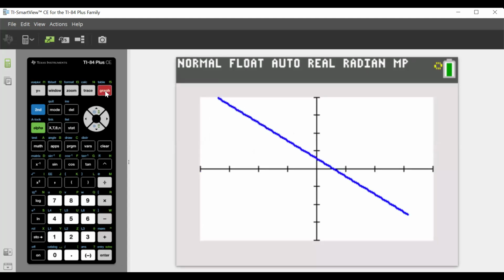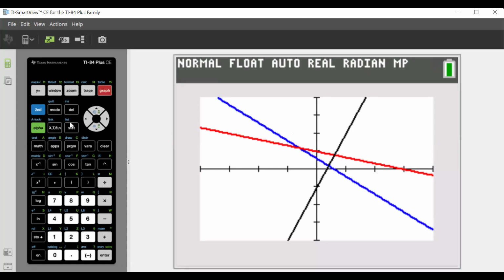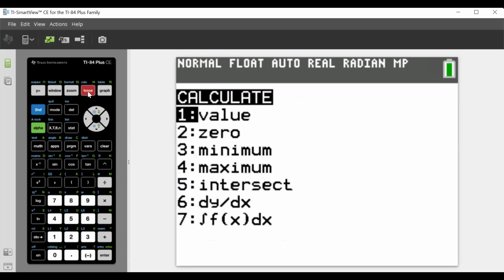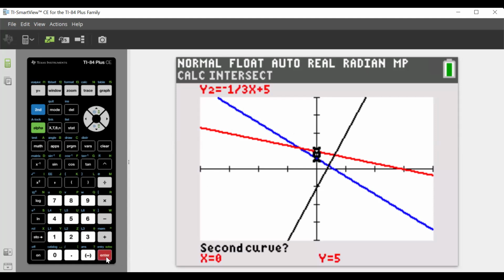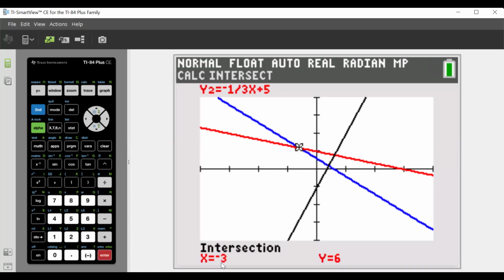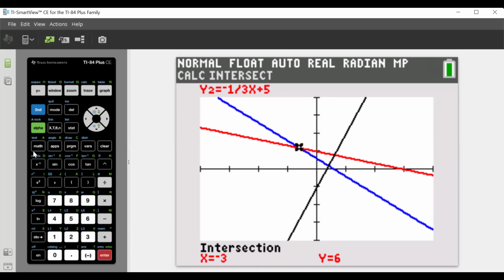And so we go to our graph. It looks something like that. And again, we need to find all those points. So we'd have to hit second trace and choose number 5. Now we're just going to choose the first one and the second one, and we get our negative 3, 6. So we get the same point there.